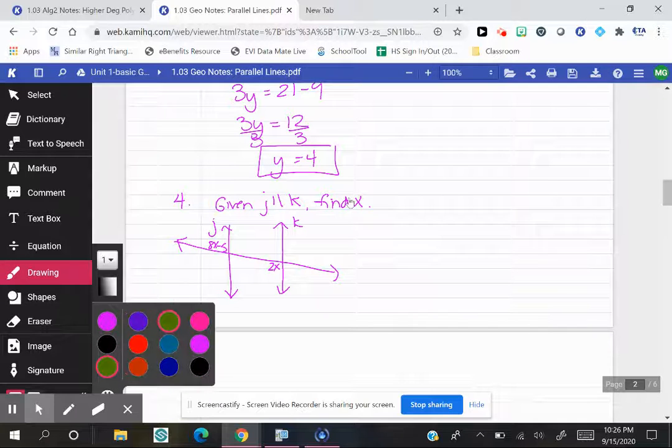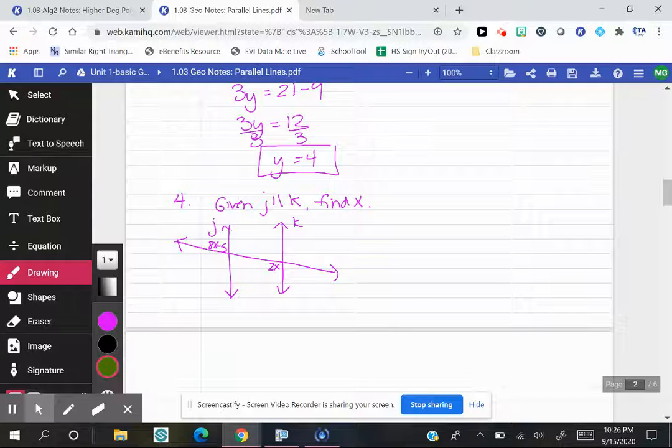You need to figure out the relationship between them. So when we're talking parallel lines, let me label these again, you're either going to have the angles be equal to each other or they're going to add to 180. So we need to figure out which case this is.